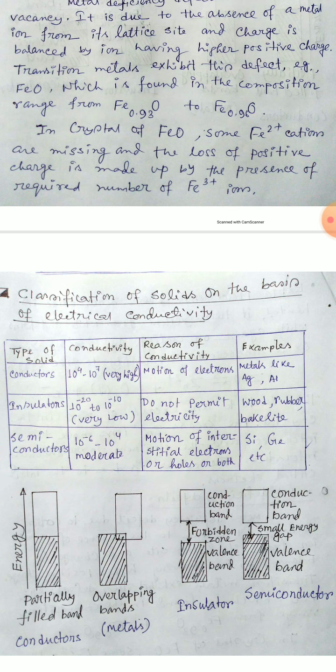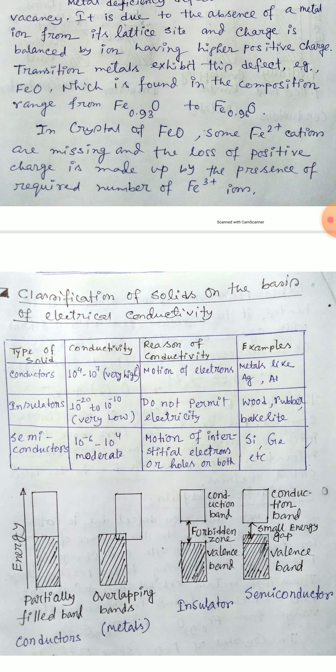For an insulator, the conductivity ranges from 10^-20 to 10^-10. That is very low. For a semiconductor, the conductivity ranges from 10^-6 to 10^4. That is moderate, not very high. Now, let's see the reason of conductivity.